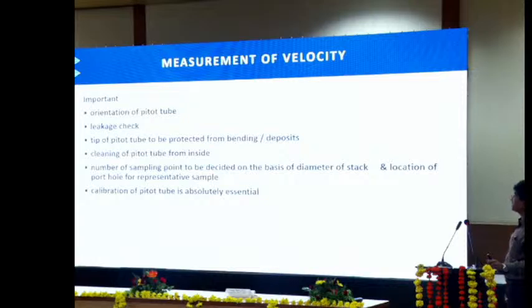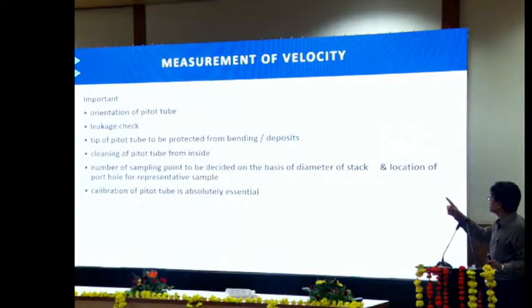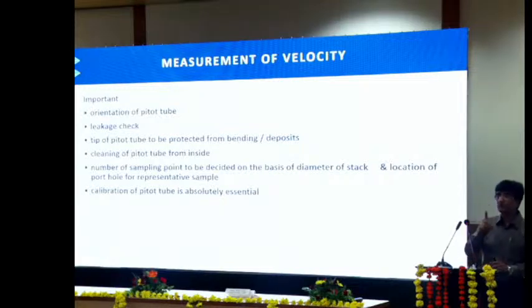The number of sampling points to be decided on the basis of the diameter of the stack and location of the port for a representative sample. I showed you two earlier slides. So for the number of sampling points, suppose the diameter is more than 5 meters, how many traverse points do you have to take? How many points for a stack of more than 5 meters? 52. Pack of cards. Okay, 52 points is something you have to keep in mind.